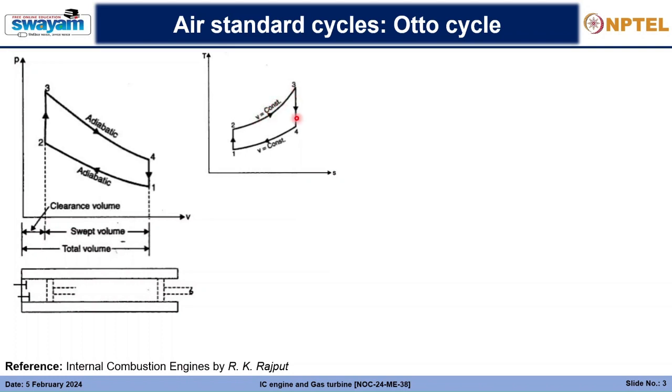Then 3 to 4 is again an isentropic process of expansion. This is 3 to 4 expansion. Then 4 to 1 is again a constant volume process, or the isochoric process. This is how it looks in a TS diagram.